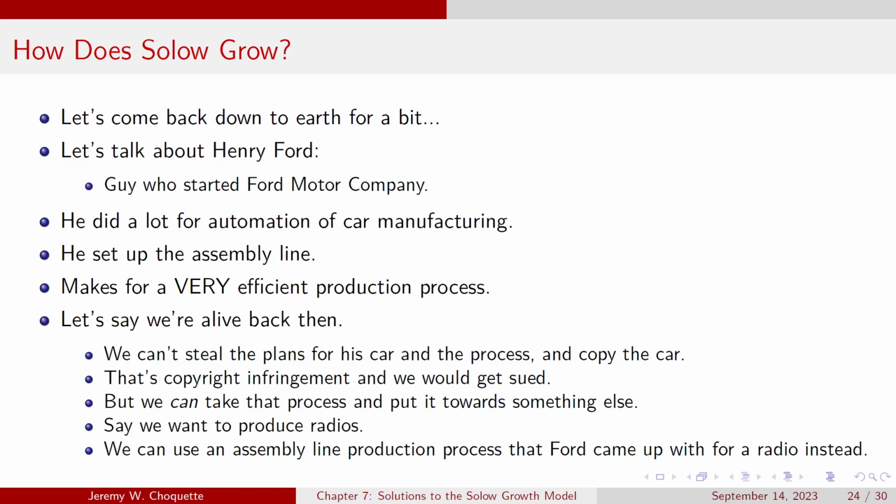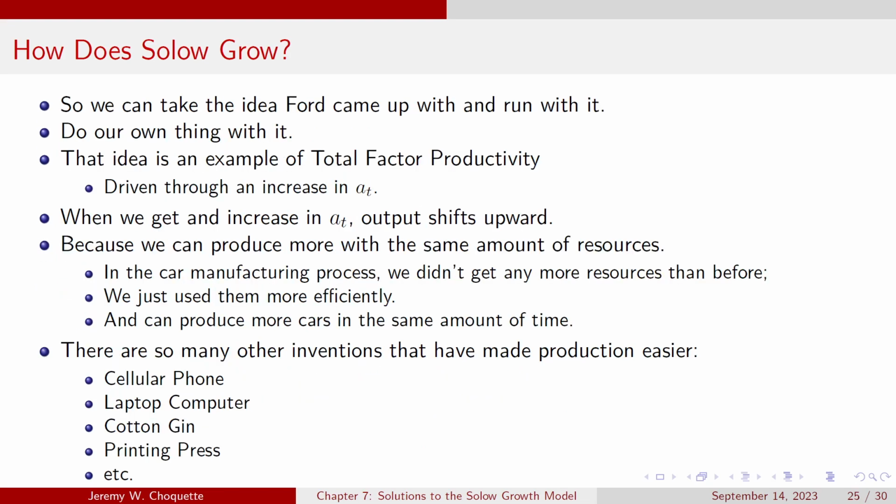So I can take that process of production, I can take that assembly line process, and I can put it towards something else. Say I want to make radios. Well, I can now use an assembly line production process that Ford came up with, but I can do it for a radio instead of, say, a car. So what we did was take the idea that Ford came up with and we ran with it, right? We did our own thing. That idea is an example of total factor productivity. It's driven through an increase in A sub t.